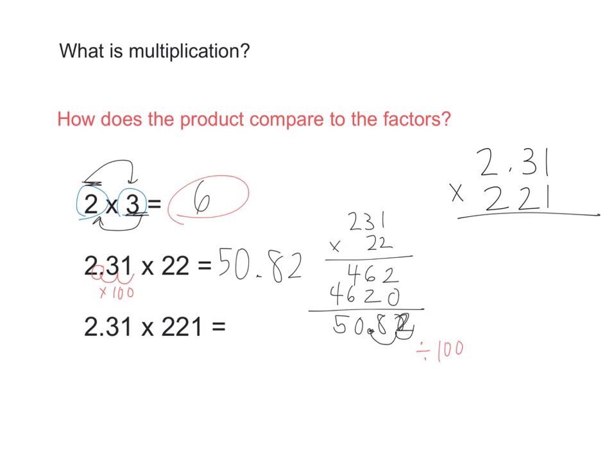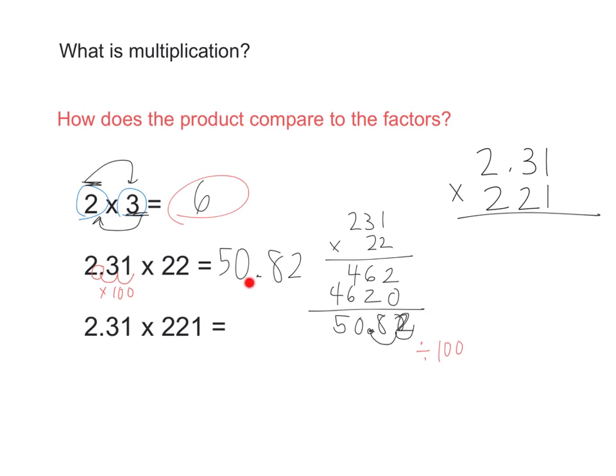Okay, let's look at that first problem. 2 times 3 equals 6. How does the product of 6 compare to the factors? How does 6 compare to the factor of 2? Is it bigger or smaller? Bigger. Okay. How does it compare to the factor of 3? Is it bigger or smaller? So the product here is bigger than both of the factors, isn't it?